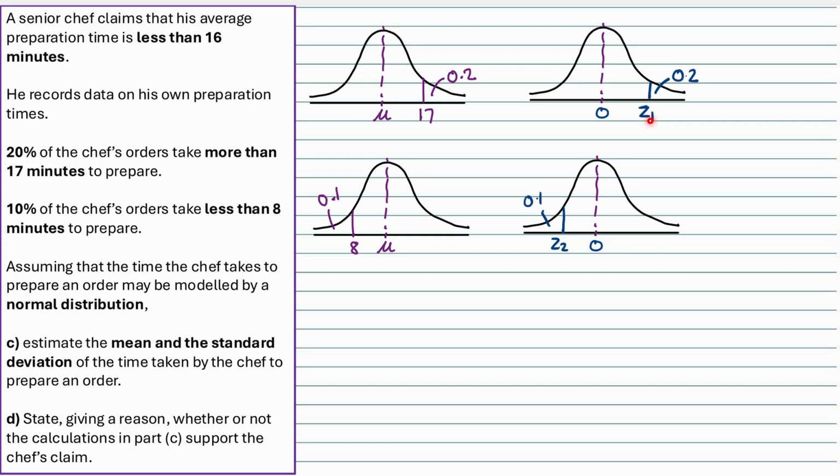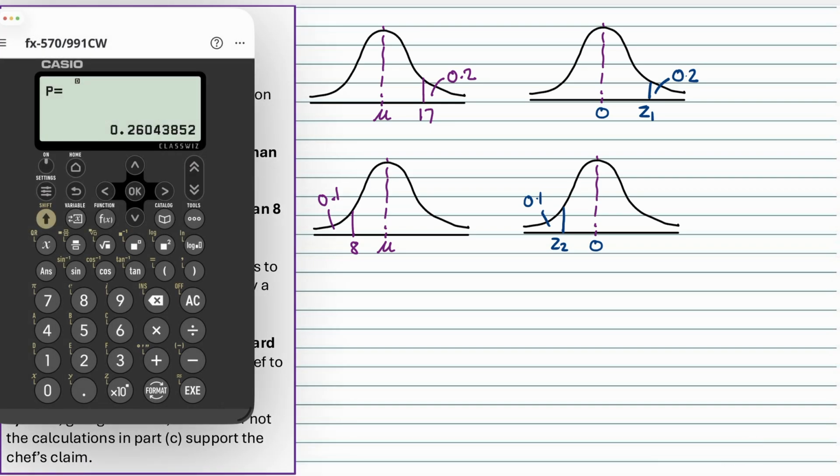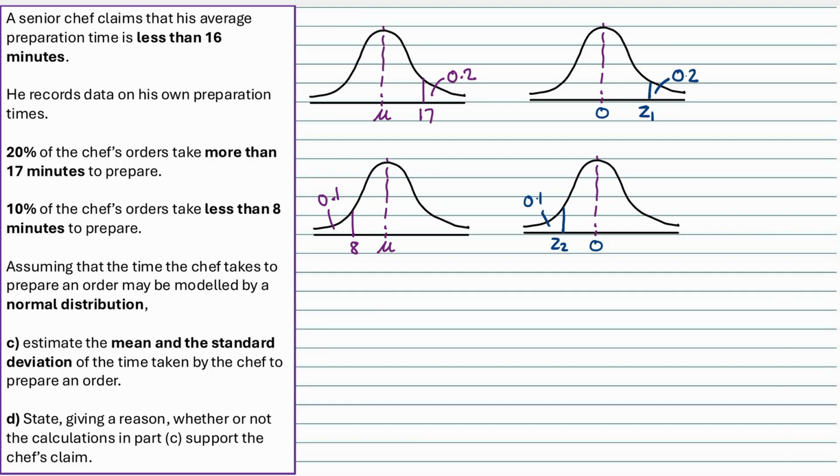And we can work out each of these values using the inverse normal. So if we go back to our calculators, we'll choose inverse normal. For our first graph, we're looking at the area to the left, so that'll be 0.8. It's the standard normal, so the average is 0, and sigma is 1. If we execute that, we get Z1 as 0.842. So I'll write that on the graph here.